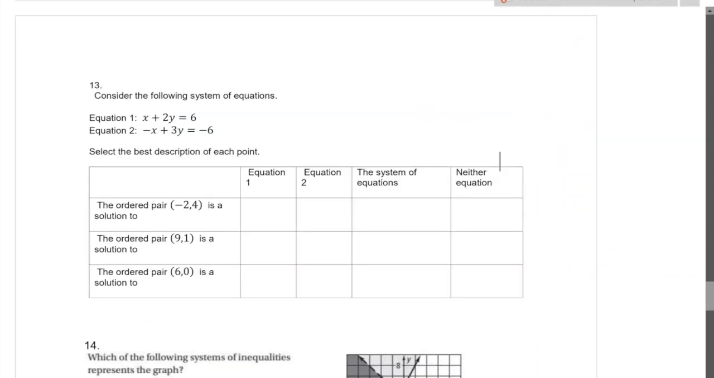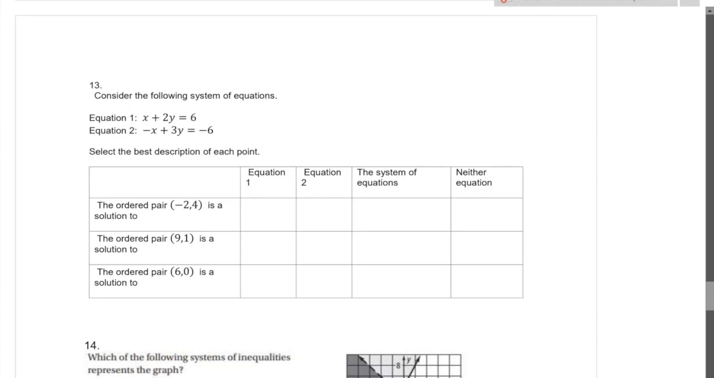All right, number 13, consider the following system of equations. Equation 1 is x plus 2y equals 6. Equation 2 is negative x plus 3y equals negative 6. Select the best description for each point. Alright, so they have equation 1, equation 2, the system of equations, and neither equation. Then they have ordered pairs.